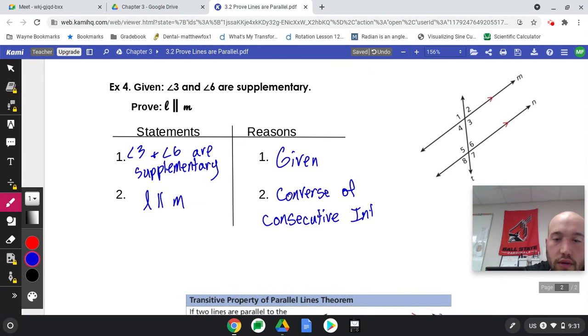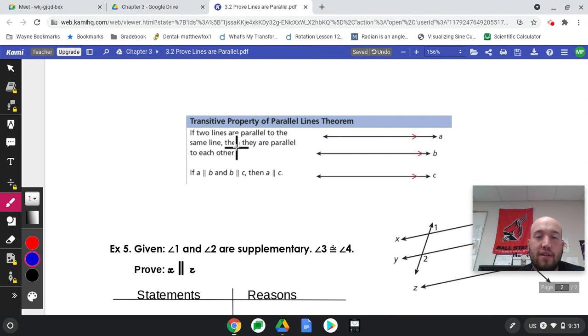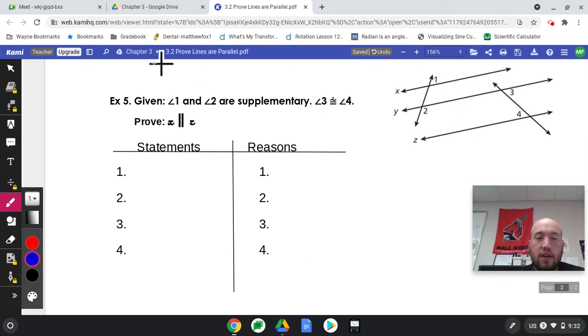All right, the final thing we're going to talk about today, if we look down here, is the transitive property of parallel lines. This tells us if line A is parallel to line B and line B is parallel to line C, then we know that A is parallel to C. We can cut out that middleman. So we look here. Once again, we are given some information, and we're going to start with that.